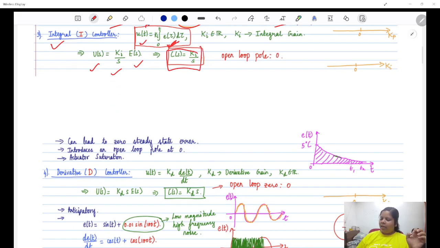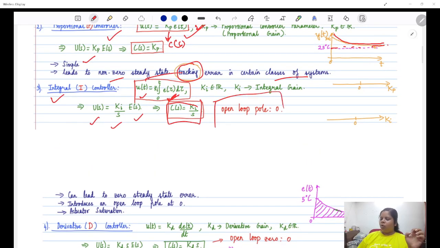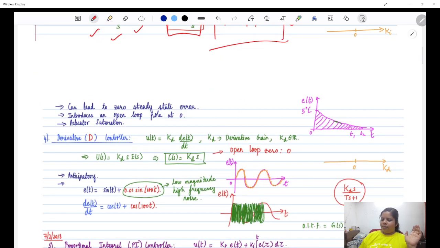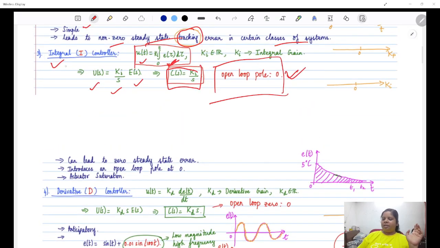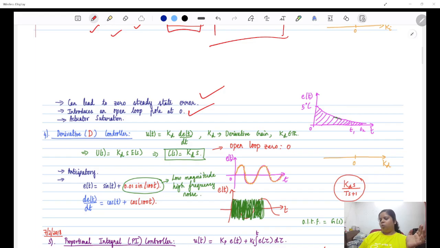Okay. You can see one of the things there. There is an open loop pole introduced here at 0. This is a problem for us because if you have a pole at 0, it might cause problems in terms of stability, right? But this integral controller is helpful in such a way that it can lead to zero steady state error. It does introduce an open loop pole at 0 and it might lead to actuator saturation. Integral windup error is also something that we study, but let's proceed.